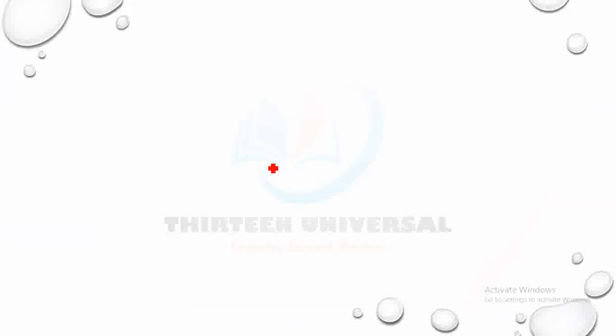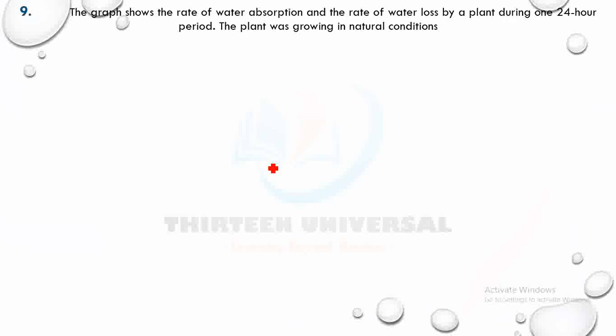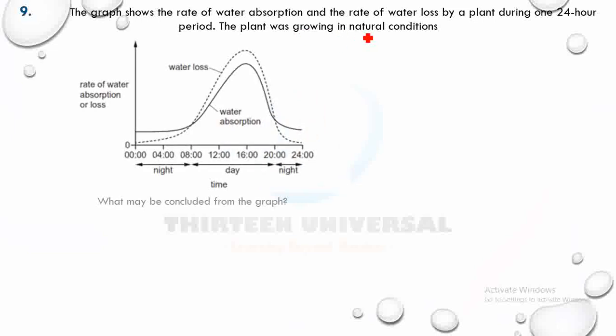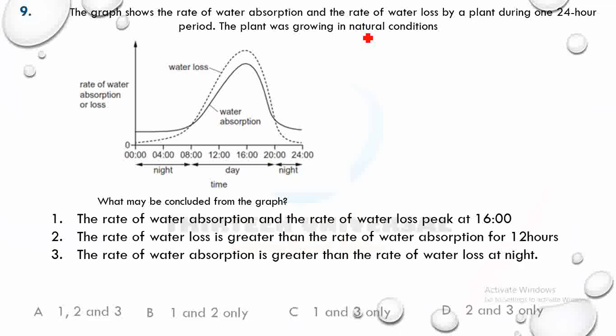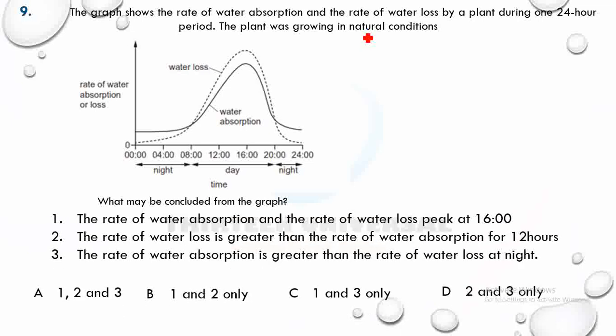Okay, so let's go to the next question, guys. It said the graph shows the rate of water absorption and the rate of water loss by a plant during a 24-hour period. The plant was growing in natural conditions. You can see that. Okay, what may be concluded from the graph? So what do you think is the answer?